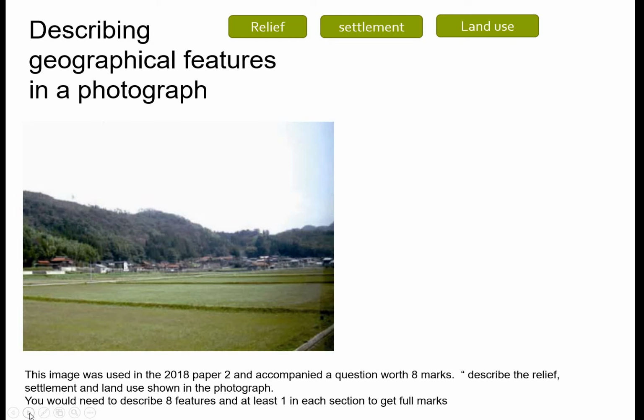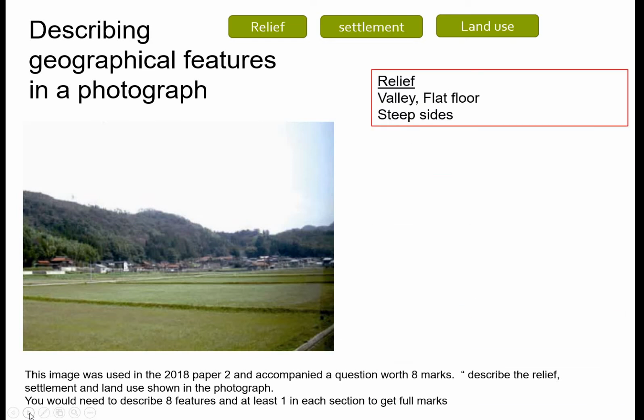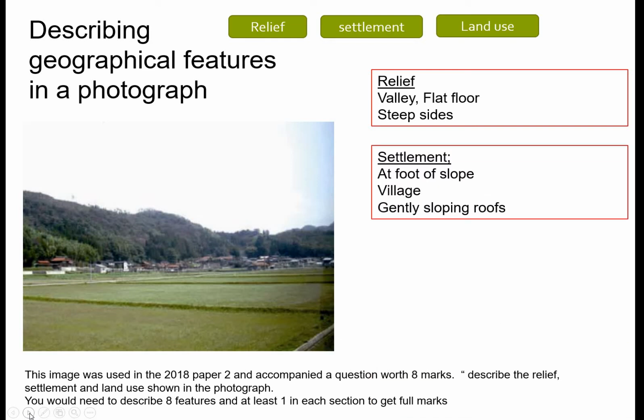So we're going to have a look at this picture. Our relief, what we can see, is a valley, or the bottom of a valley. There is a flat floor, there are steep sides. Our settlement, where these houses have been built or settled, we can see they're at the foot of a slope. It's a village, and there are gentle sloping roofs.